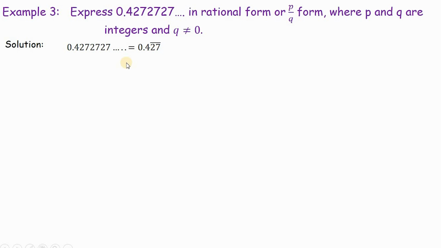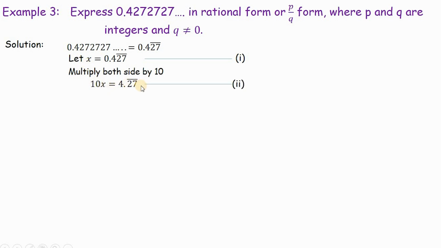Okay, we'll do the first step, that is to let x equal to 0.427 bar, and we'll name this equation 1. And then now what we have to do is move this 4 to the left hand side of the decimal. Therefore, to do so, here only one digit is there, that is 4. So we'll multiply both sides by 10. We'll get 10x equal to 4.27 bar. And we'll let this be equation 2.